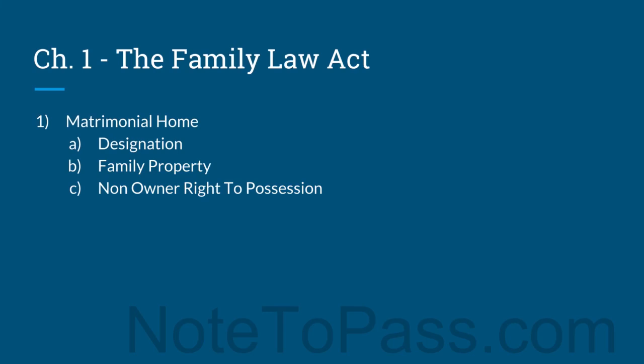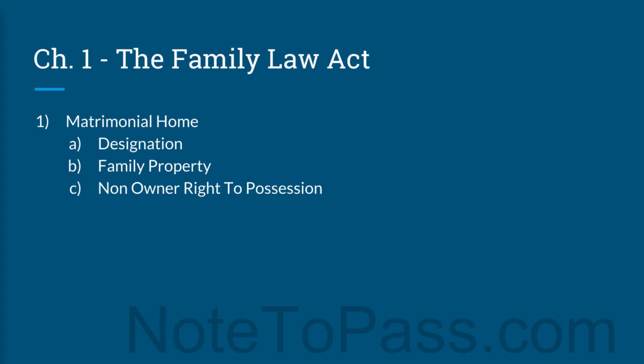Okay, now start with matrimonial home. What is matrimonial home? Any home or property which is occupied by both spouses and it's the primary residence of the family is called matrimonial home. Now it could be in city or it could be in countryside and it could be more than one. You might have two matrimonial homes.